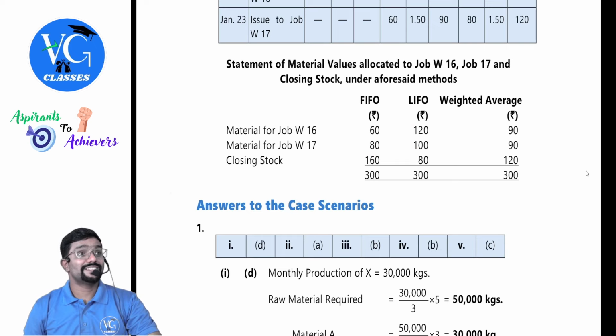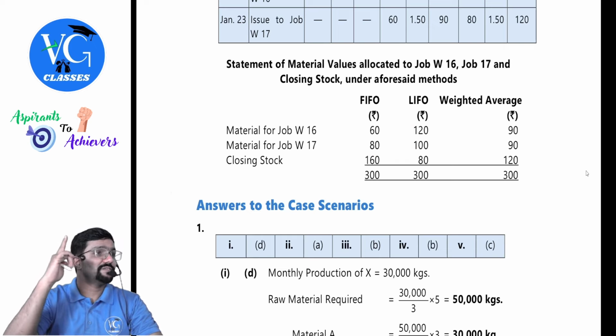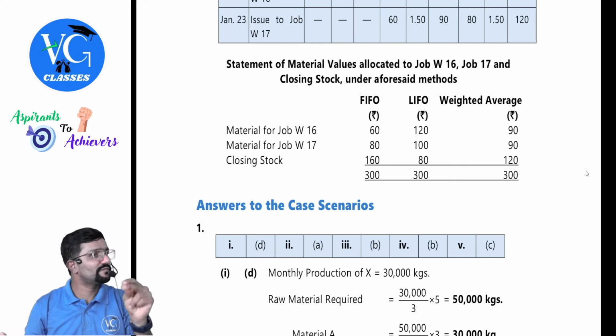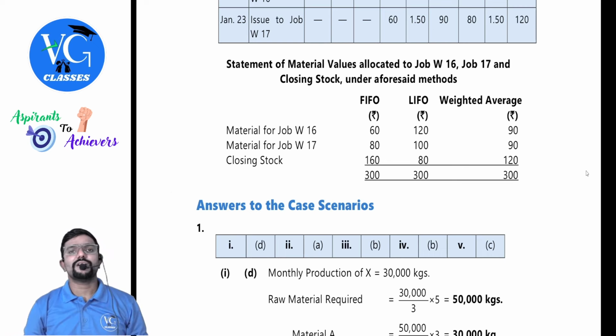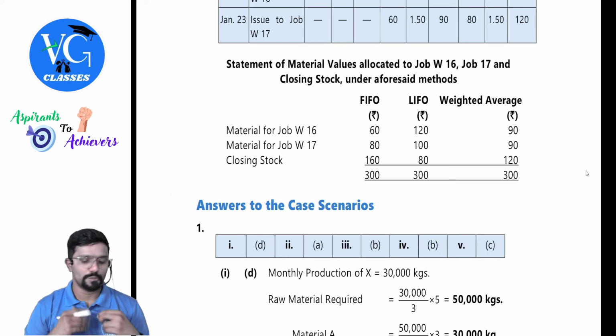Why, sir? We have discussed one sentence. When the price is increasing during inflation, which method is more suitable? LIFO, last in, first out. Why? We will consume the costliest goods first and try to charge it to the product, guys. That is, the cost of material issued would be more.